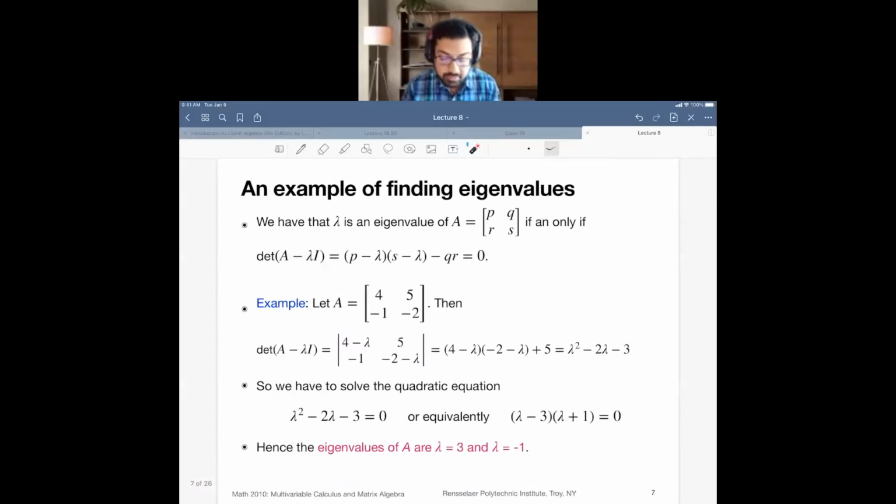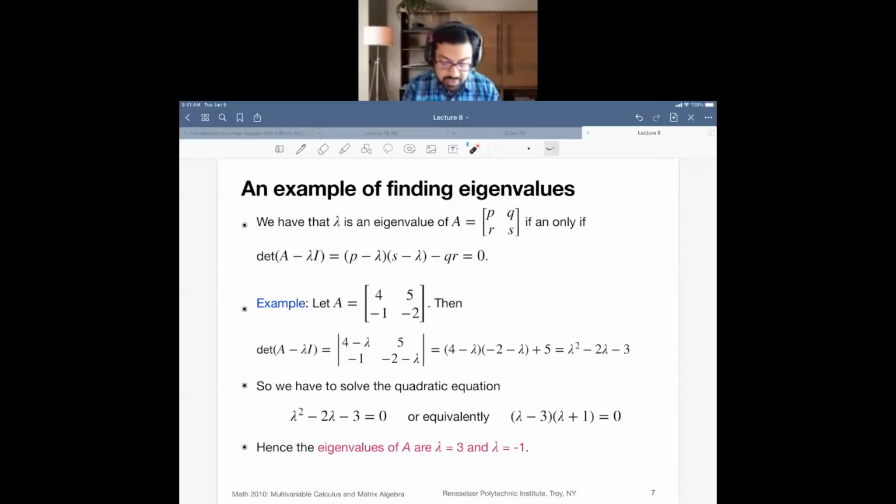So let's try to do an example over here. We'll use that same strategy. So we have laid that strategy out over here. We have lambda, which is an eigenvalue of A, some A which is 2x2, which has some elements P, Q, R, and S, if and only if the determinant of A minus lambda I goes to zero, right? So let's try to find the eigenvalues, and using each eigenvalue, we can find the eigenvectors that correspond to it.